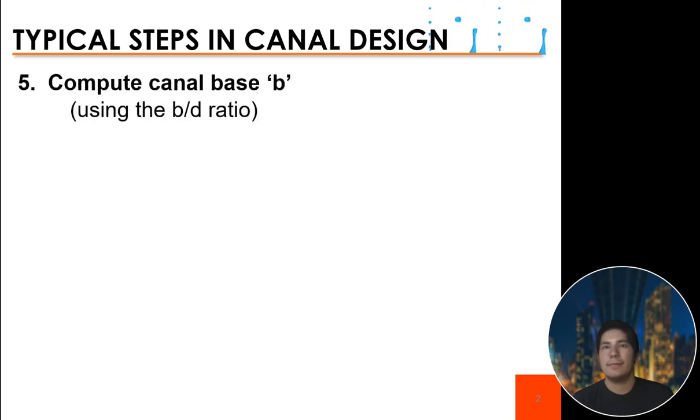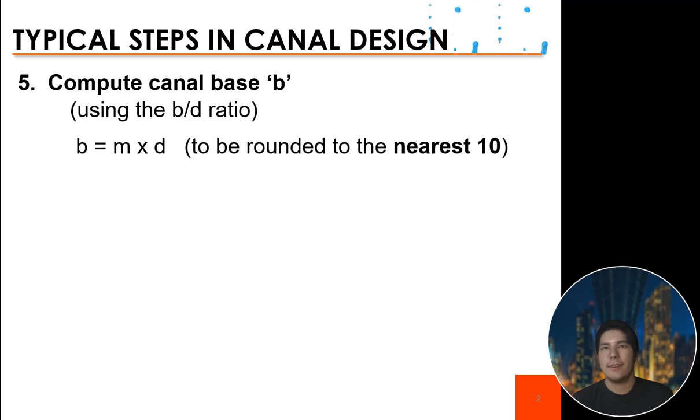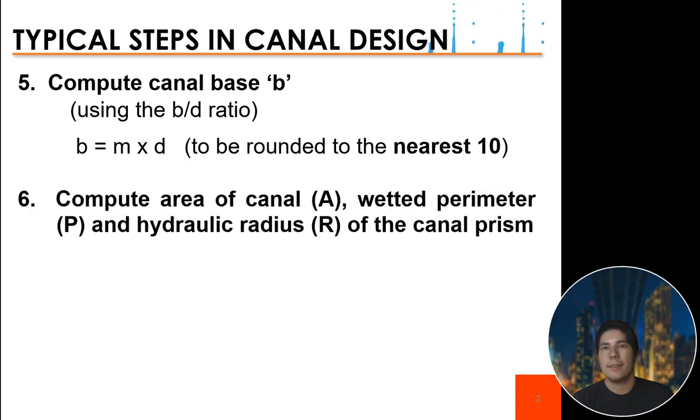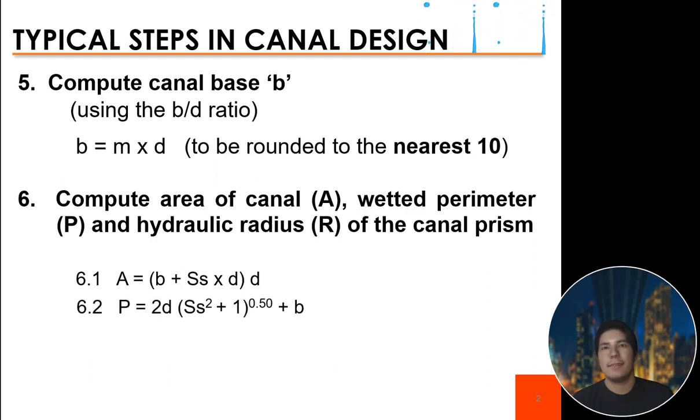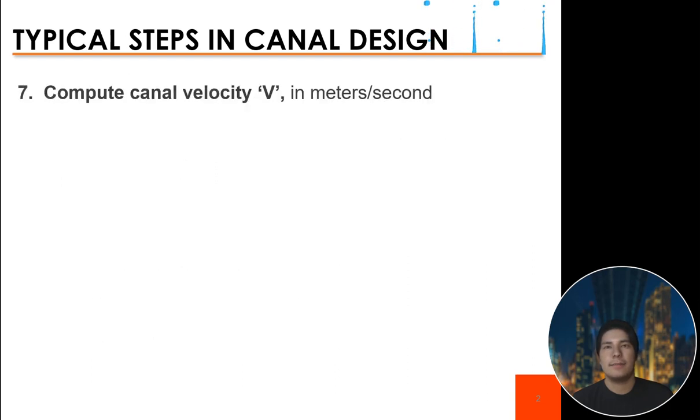Fifth is to compute the canal base, B. So, using the B over D ratio, we have this formula. And number 6 is to compute for the area of canal, the wetted perimeter, the hydraulic radius of the canal prism. So, again, we have this formula for area in function of side slope, for perimeter in function of side slope, and the hydraulic radius, which is the ratio of area over perimeter.